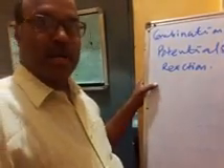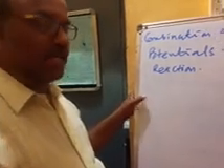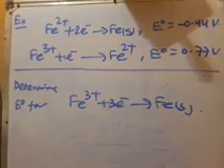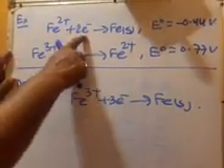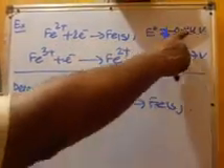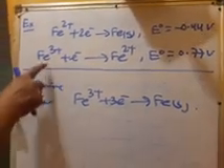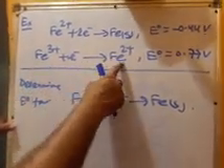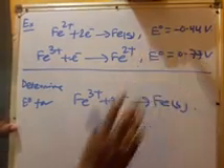This can be understood by taking one example. Let us now take an example. Here, Fe2+ + 2e− gives Fe solid, E° is equal to −0.44 volt. Fe3+ + e− gives Fe2+, E° is equal to 0.77 volt.